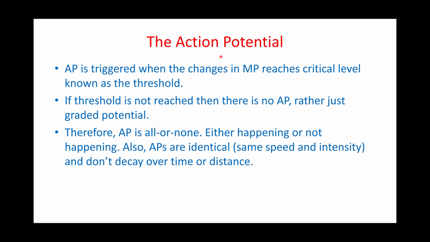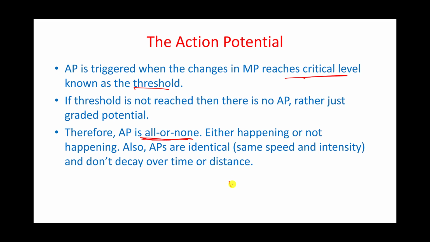So let's talk now about the action potential. Remember we said we have the graded potentials, and these usually do not reach the threshold. If that change reaches the threshold, and we said the threshold is like a critical level, the minimum amount of change in the membrane potential to trigger an action potential, then we will have an action potential. And action potential follows a rule that is called all or none.